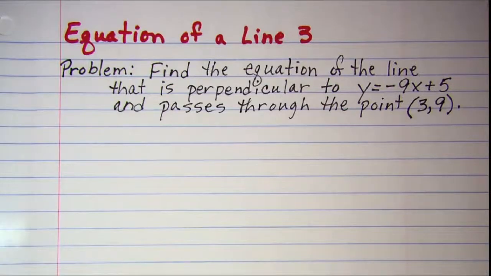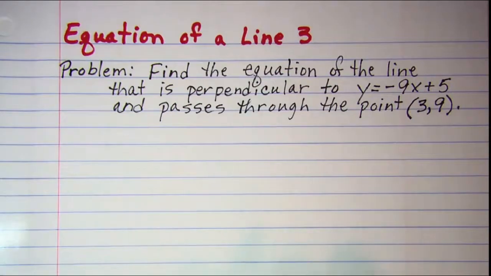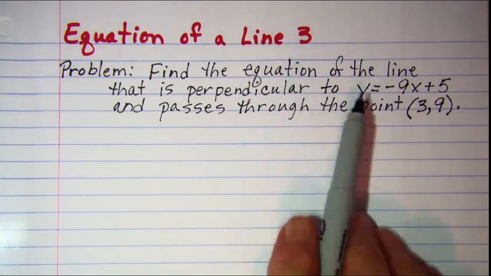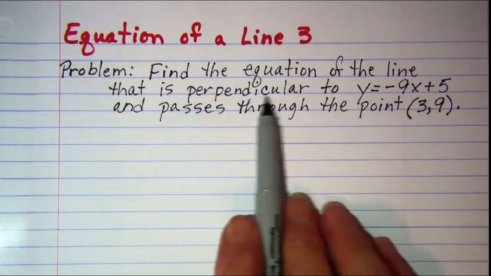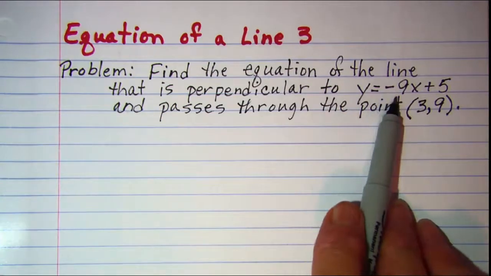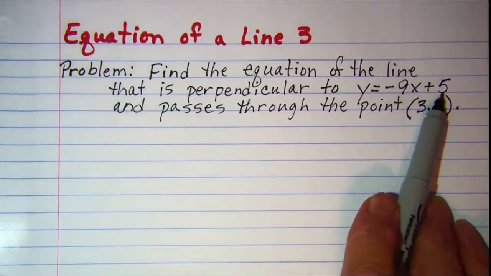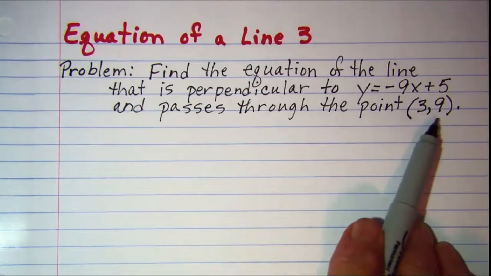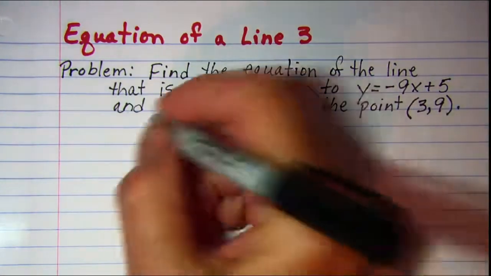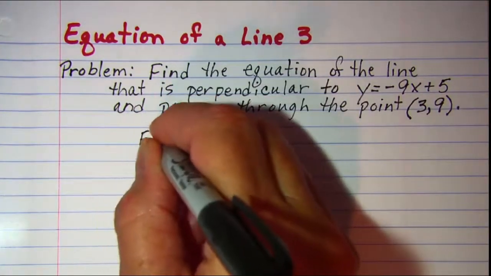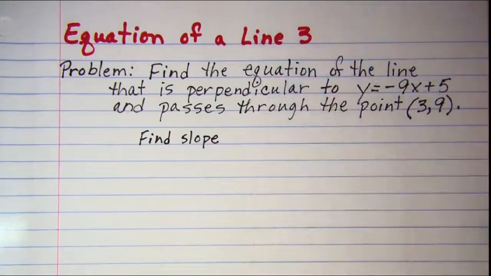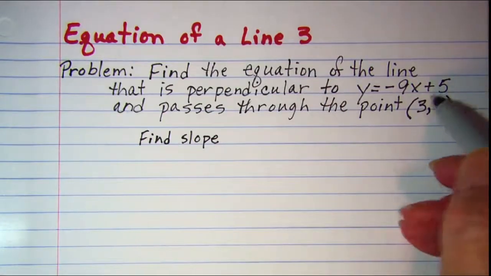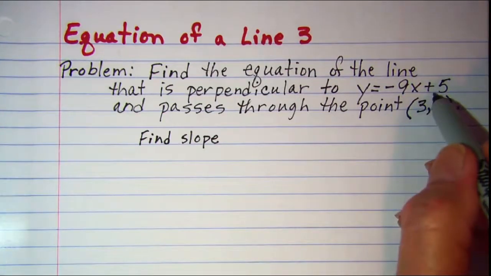In this video, we'll be finding the equation of a line that's perpendicular to a given line and passes through a given point. So our problem is to find the equation of the line that's perpendicular to y equals negative 9x plus 5 and passes through the point (3, 9). So our first step is to find the slope. And we're going to have to find the slope from our given information.